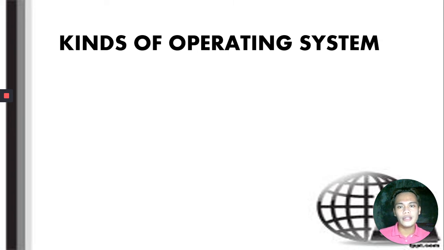Since they're using these technologies, let's talk about the kinds of operating systems. We have different kinds of phones, so there are different kinds of operating systems. First of all is iOS. iOS is used only on Apple devices, such as iPhones and iPads. Android is an open source operating system. Of course, it is developed by Google.